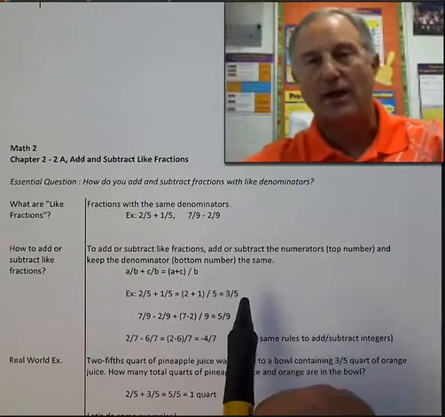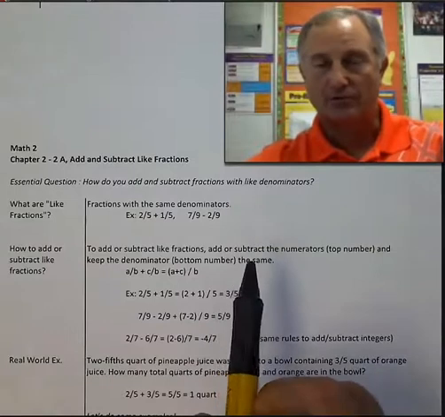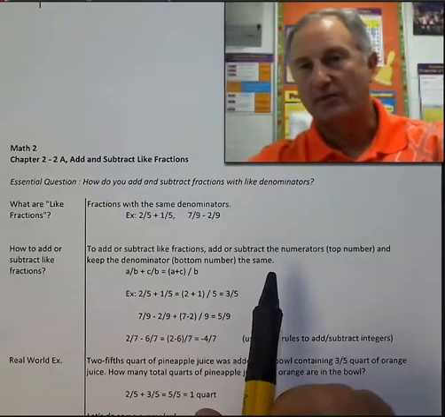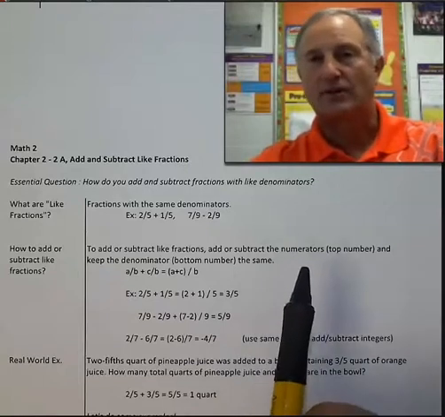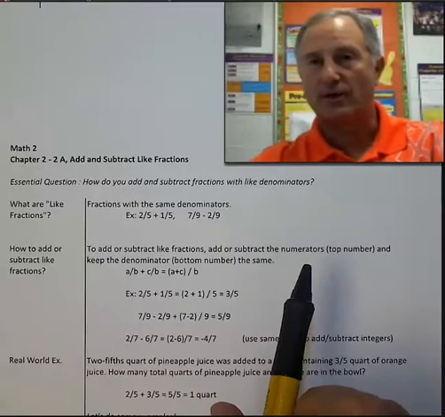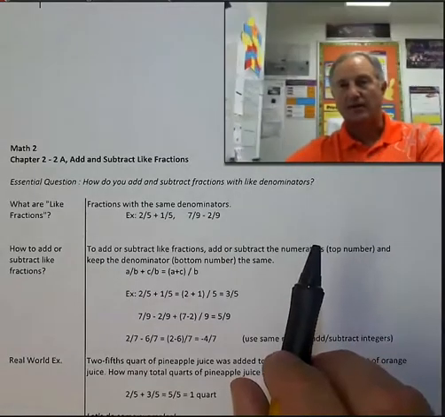When you add the top numbers, remember, we're going to go back to what we did with integers. Signs are the same, add them, and keep the sign. Signs are different, think subtraction, and then take the sign of the larger. And if we see any subtraction, we're going to convert it back to addition by changing subtraction to addition and taking the opposite.